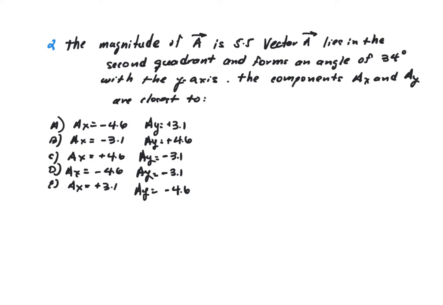So first of all, it's always a good practice to draw out what they're talking about. So just draw out your graph. It says that vector A lies in the second quadrant and forms an angle of 34 degrees with the x-axis. And they want us to find Ax and Ay.